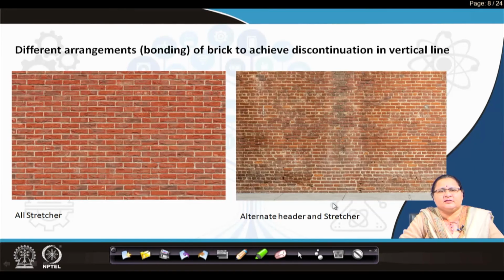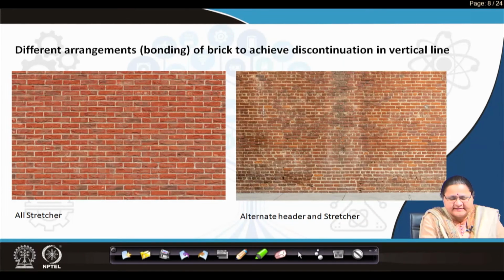So, you can see in one of these pictures, it is all the longer face being seen, the stretcher courses, that is the longer side is seen in the wall. In this other picture, as you can see, some are stretcher courses and some are the heads being seen, that is the head side of the brick is seen. So, the width of the brick is the wider part is seen and the longer part is seen. So, it is a mixture of header and stretcher.